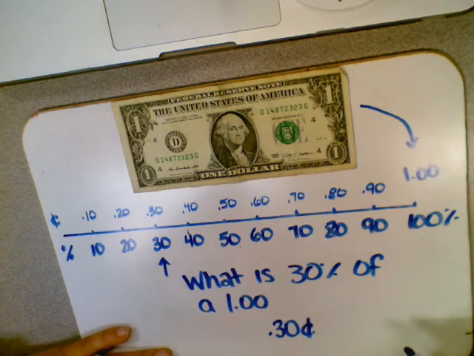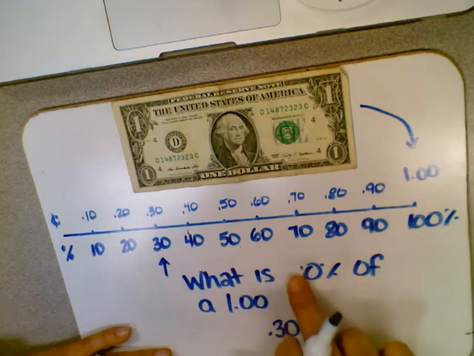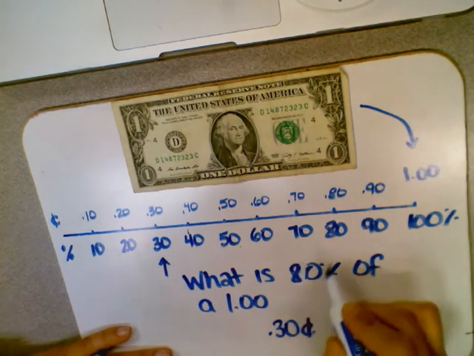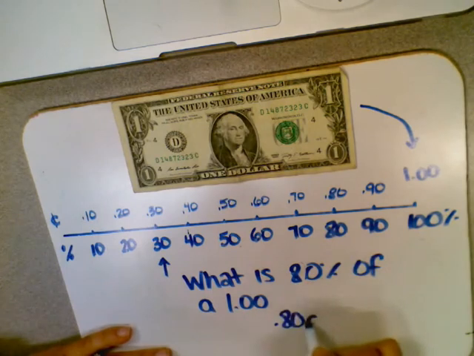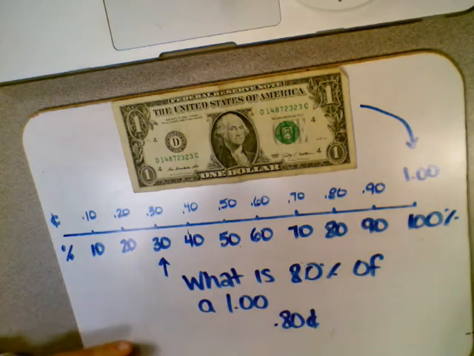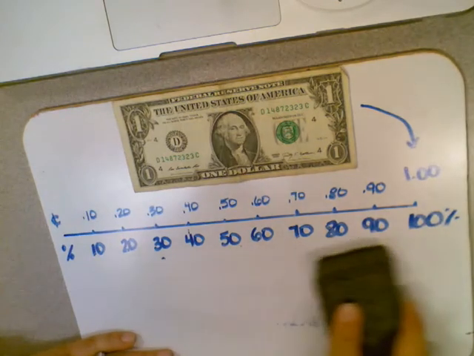And I can do the same thing with any other values. How about if I change this to 80%? What is 80% of $1? It's 80 cents. So my ruler allows me to go ahead and do this. So let's do one more example.